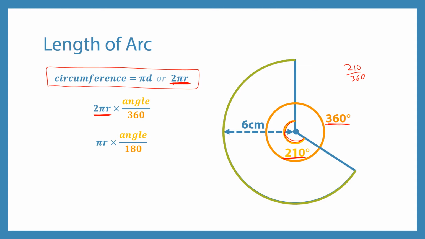Now, to simplify this, we can take this 2 and divide by the 2 here instead. So you can cancel this and cancel this by 2. So we're going to get pi r equals the angle over just 180. So now we can substitute in our values. We get pi times r, which is our 6 centimeters, times our angle, 210 over 180. And we get 7 pi centimeters, or to 2 decimal places, 22 centimeters.